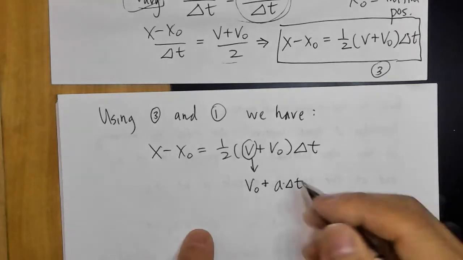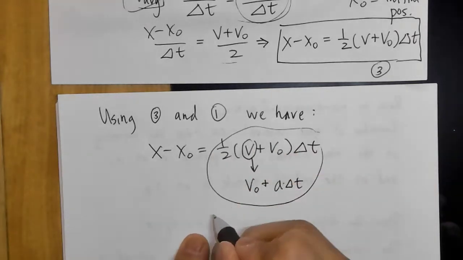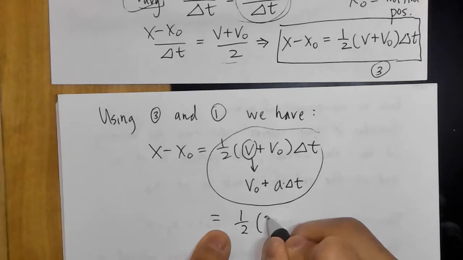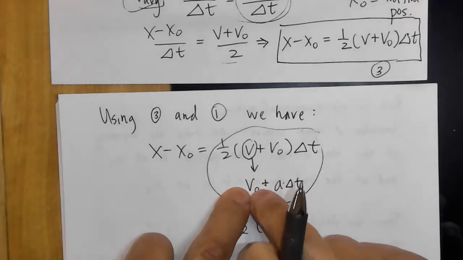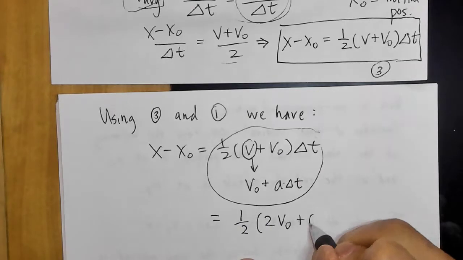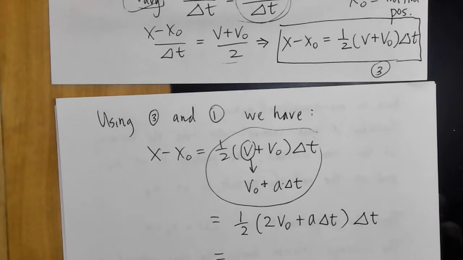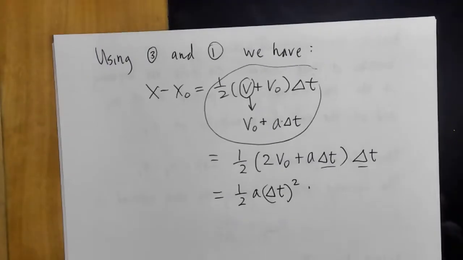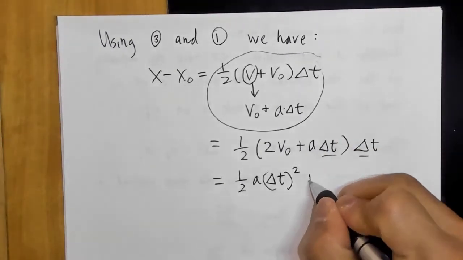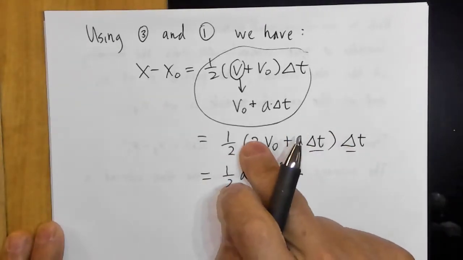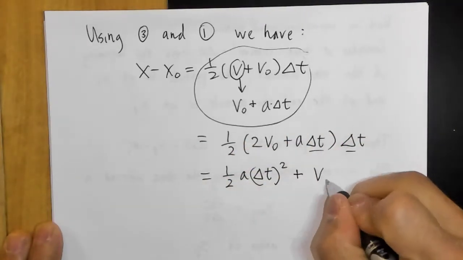And then I'm going to work on this side. So this side will become 1/2 2v0, because I have a v0 here and there's a v0 there, plus a delta t times delta t. I know it looks a little complicated, but now I'll take the term with the a first, and I have 1/2 a delta t squared, because there's 2 delta t's. Oh, sorry, thank you. That was perfect. Well timed. And then we have 1/2 times 2v0 delta t, so we get v0 delta t.